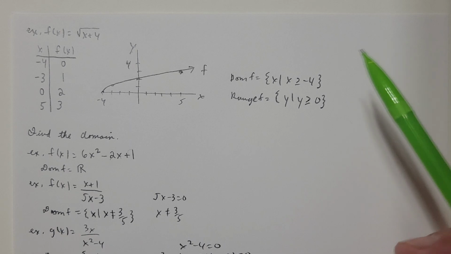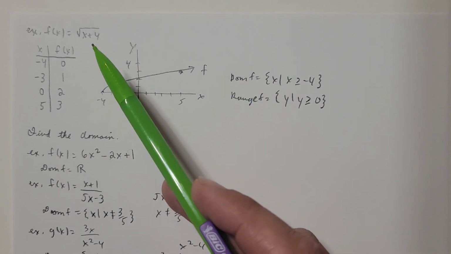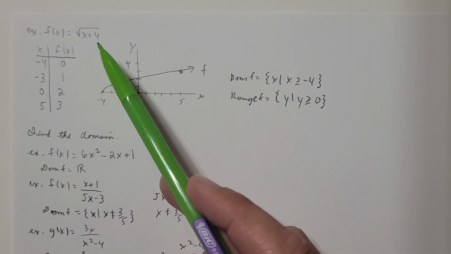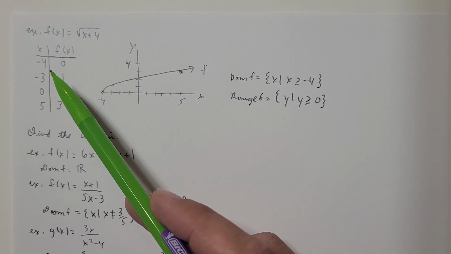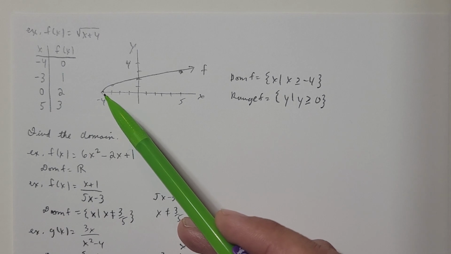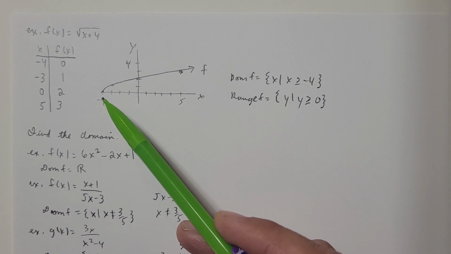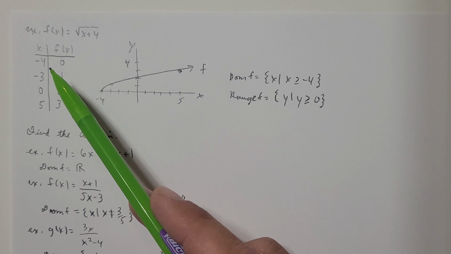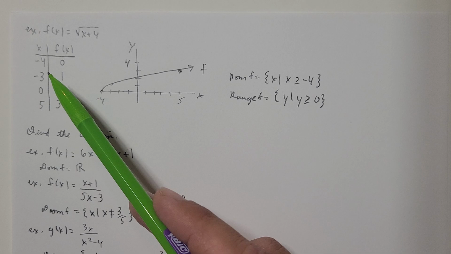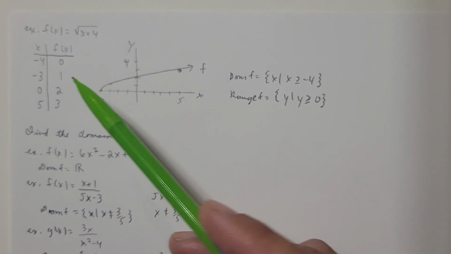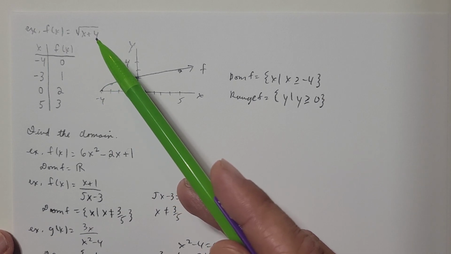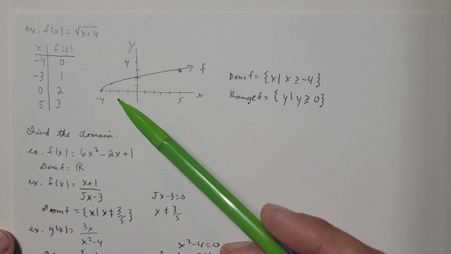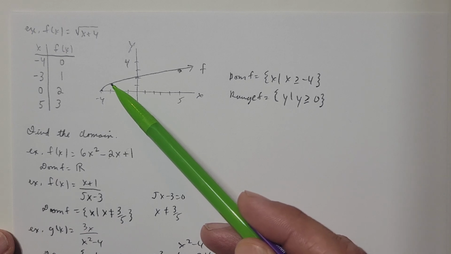But if x is -4, -4 plus 4 is 0, and the square root of 0 is 0. Okay, so -4, 0 would be on the graph. Now, I guess after I choose -4, I'd want anything bigger than -4 to also be on the graph. Okay, so like if I let x be -3, -3 plus 4 is 1, and the square root of 1 is 1. So -3, 1, that point will be on the graph.